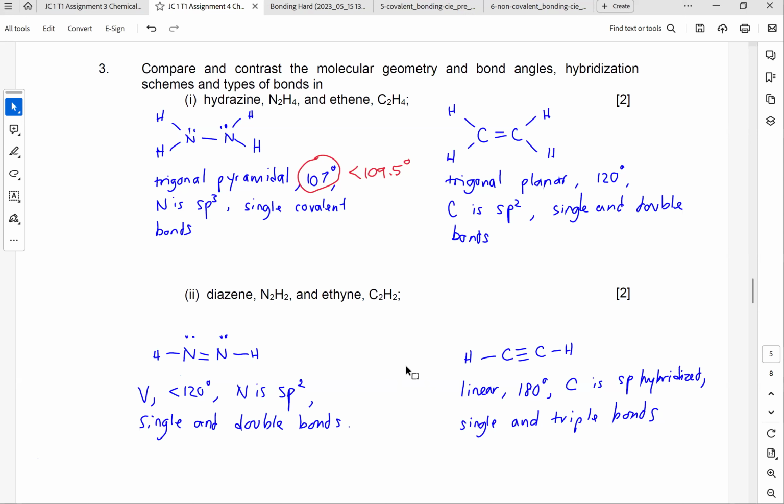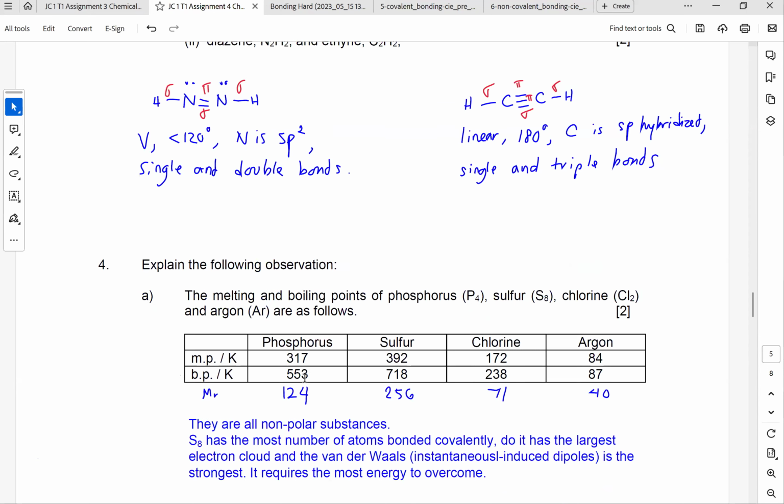Oh yeah, for this, some of you gave a good answer that you say, oh, this is sigma, right? And then this one is 1 pi bond, and then the rest is sigma. Yeah, you can also draw it like that. Pi, sigma. Okay, next.